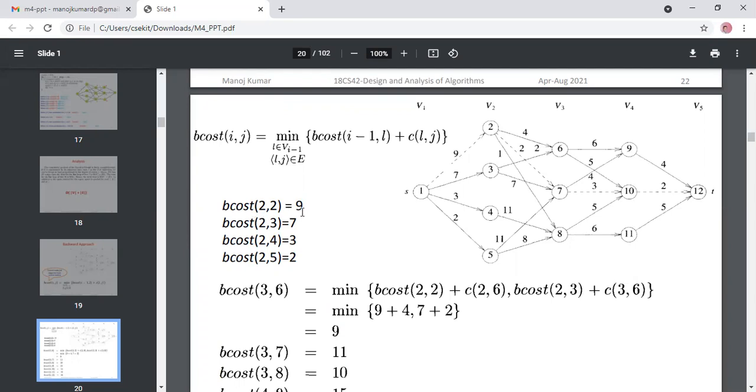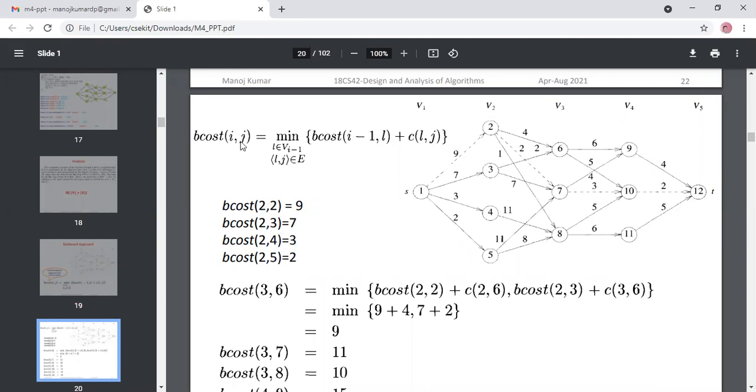Cost of 2 comma 2 is equal to 9. Cost of 2 comma 3. So that is node 2 to 2. So 2 to 2, its cost is 9. So how do we find out the 9?